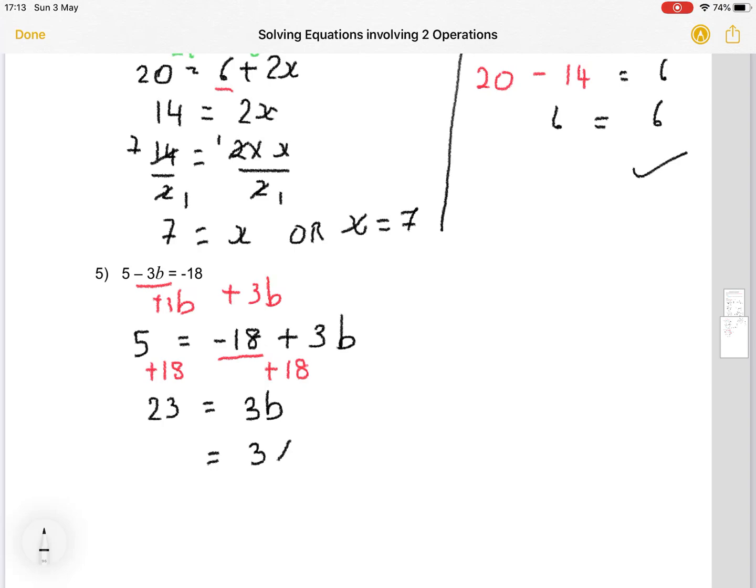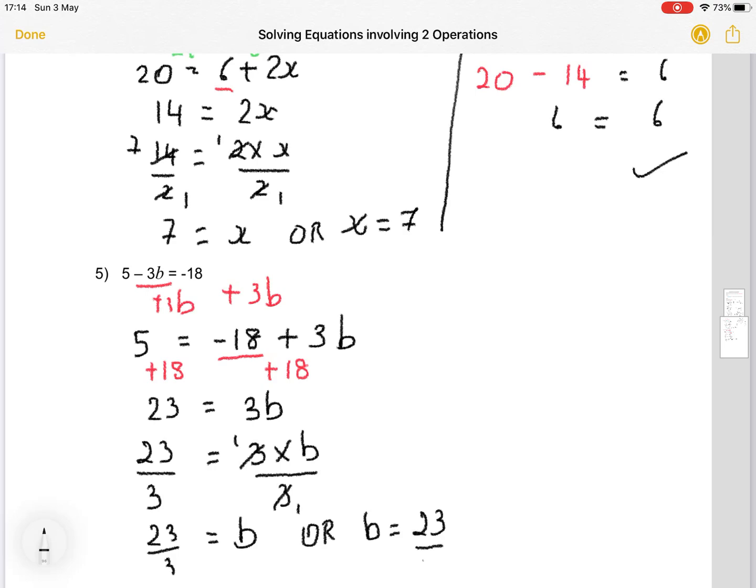Now, 3b means 3 times b. So, to remove the times 3, we need to divide by 3 both sides. I can cancel the 3 with the 3 on the right-hand side, but I cannot cancel the 3 with the 23 on the left-hand side. So, I leave the fraction as it is. 23 on 3 is equal to b, or b is equal to 23 all over 3. I check now.